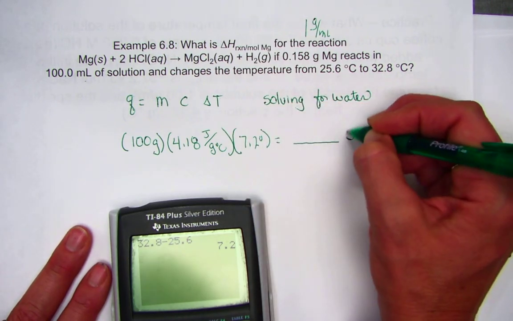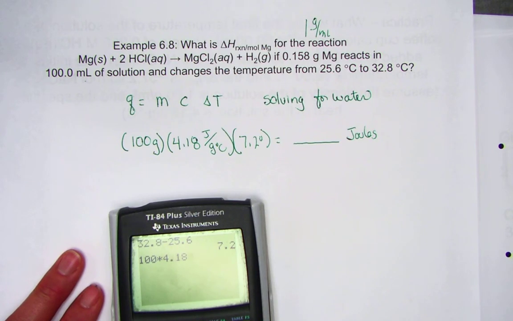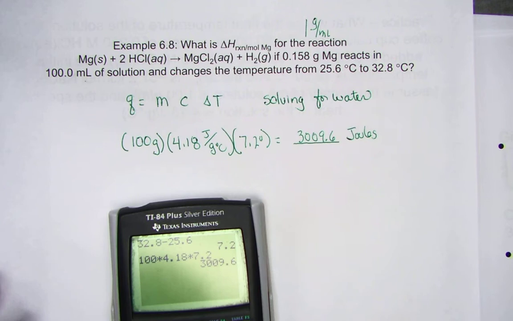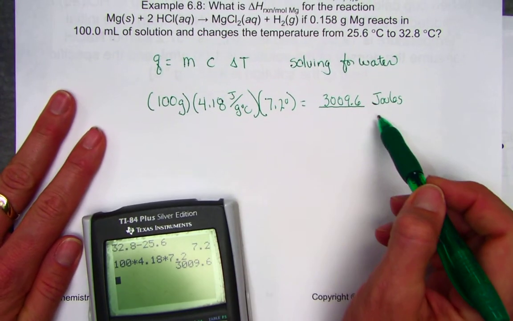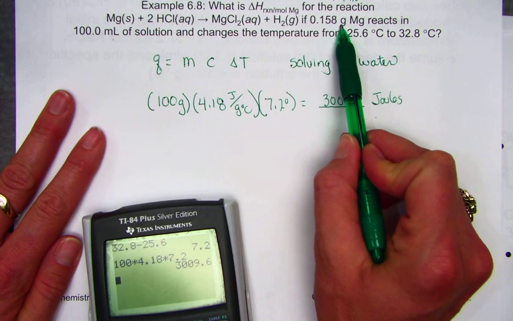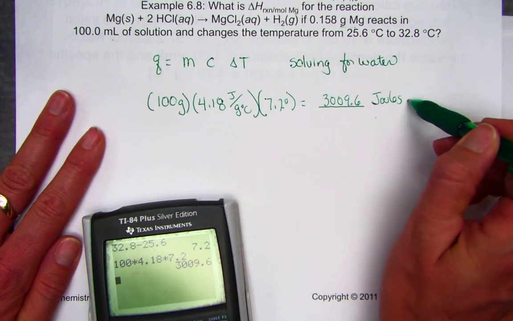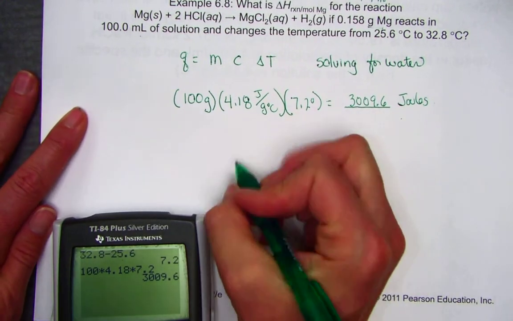Solving for joules of energy that was absorbed by the water. 100 times 4.18 times 7.2. 3009.6 joules of energy absorbed by the water. Now think about what that represents. That's the heat change when 0.158 grams of magnesium reacted. We're being asked to report this value in moles of magnesium. So let's just do a little mole work.